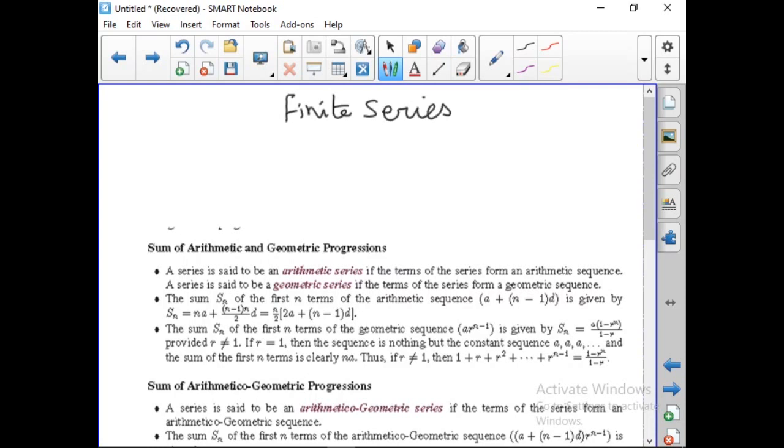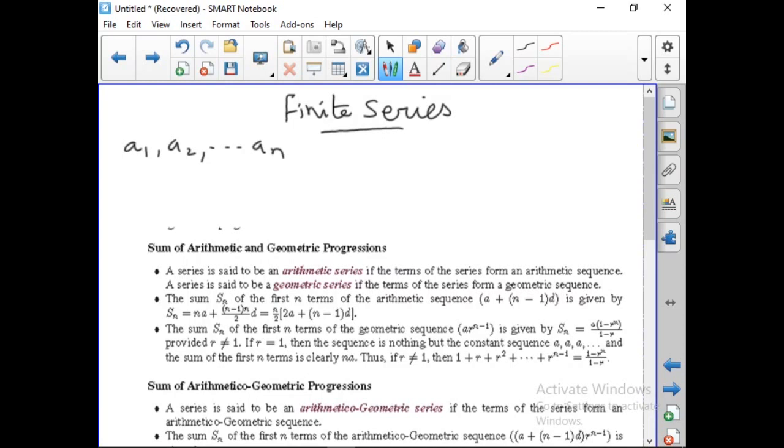So, what is a sequence? Sequence and series you have already studied. Sequences are numbers without any sign in between. That is, if you take A1, A2, etc. up to AN, this is called a sequence. So, it is a finite sequence.